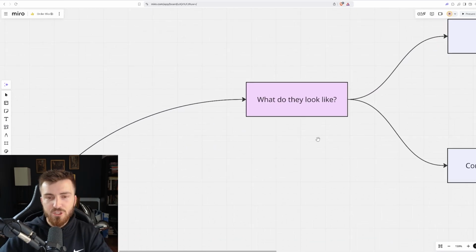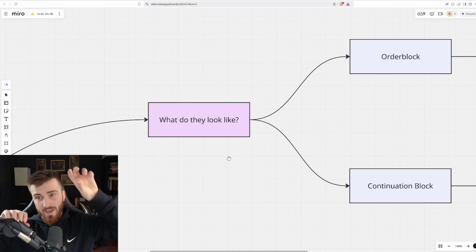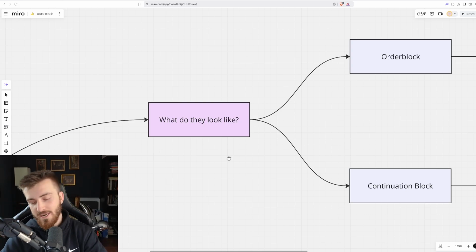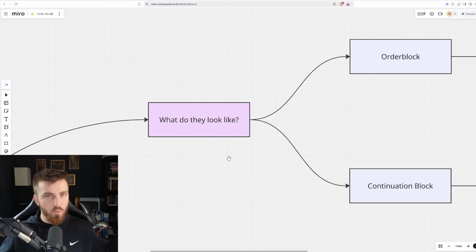So let's first of all talk about what they look like. We're going to talk about two order blocks. We have order blocks and continuation order blocks. And yes, I could give you 5 different names for the same order block, but I'm going to simplify it. We have an order block, which we can call the reversal order block, and a continuation order block.